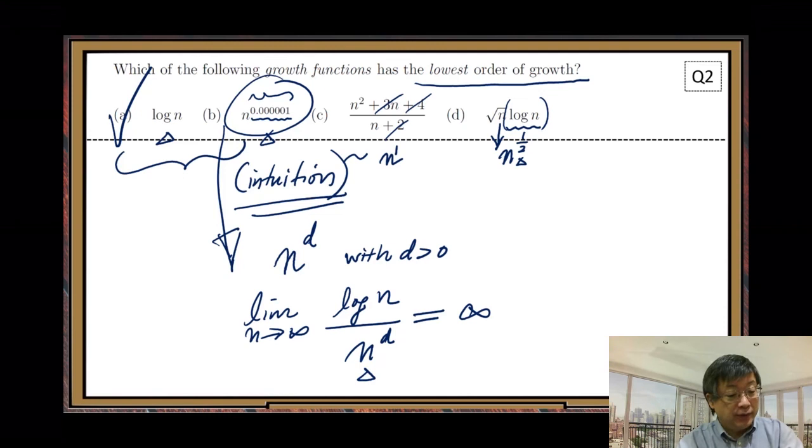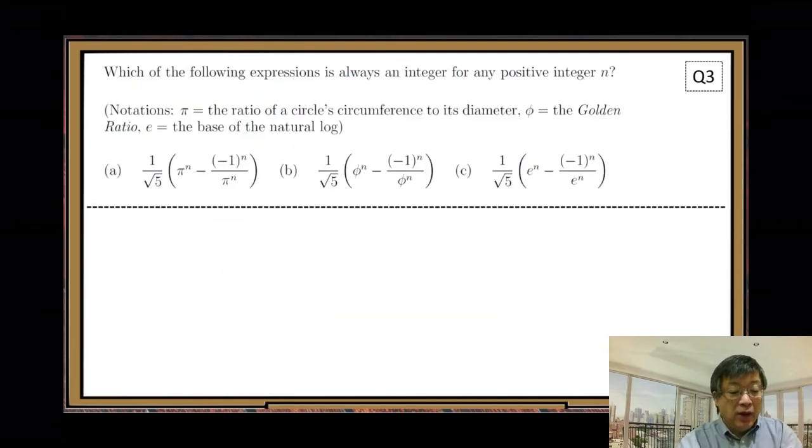All right. Next question. Which of the following expressions is always an integer for any positive integer n? Here, phi is the golden ratio. We learned that, right? Pi is the ratio of a circle's circumference to its diameter. E is the natural log base.